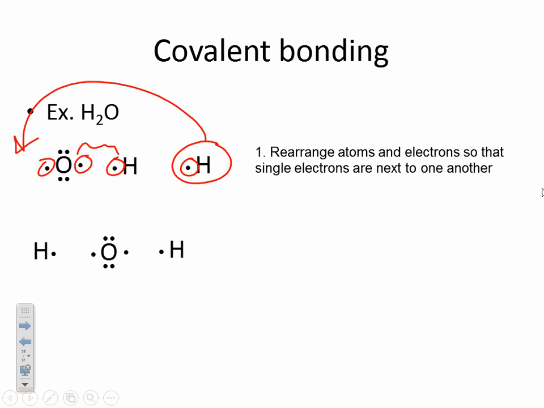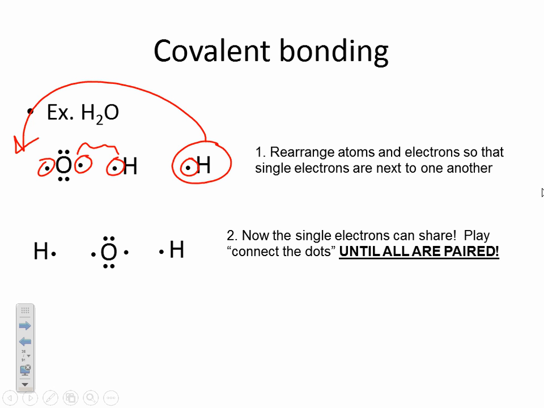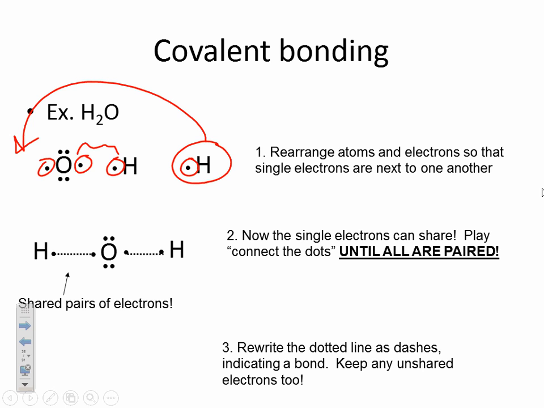All right, so now that I've lined up my single electrons, these are the ones that are going to be involved in bonding. Now I'm going to play connect the dots until all of them are paired up. So I'm going to connect my single ones from hydrogen and my single one from oxygen, and then again on the other side. So this time I'm actually making 2 bonds. And then I'm just going to redraw to indicate as a solid line that that is my Lewis dot diagram for water. Rewrite it as a straight line.